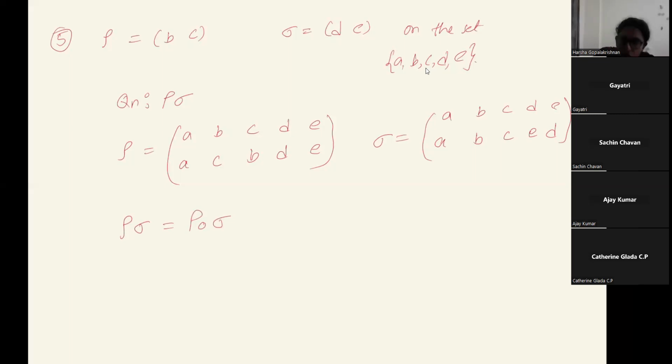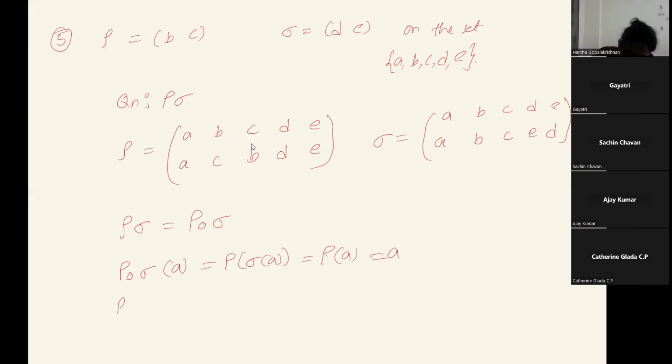So to find rho composite sigma, we need to find the value of rho composite sigma at each of the elements A, B, C, D, E. So we will see what is rho composite sigma of A. Rho composite sigma of A is rho of sigma of A. Sigma of A means A is mapped to A under sigma. So it is rho of A, and rho of A means A to A, which is equal to A. Clear?